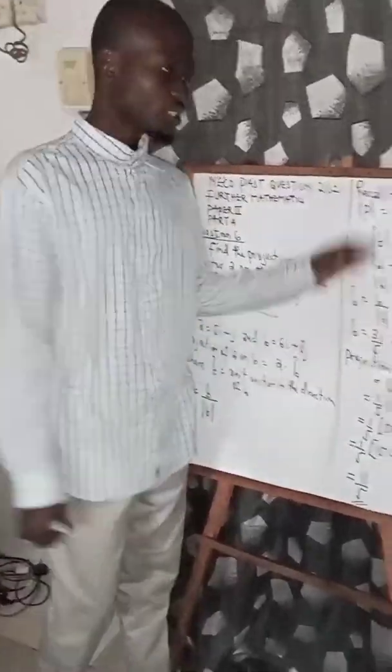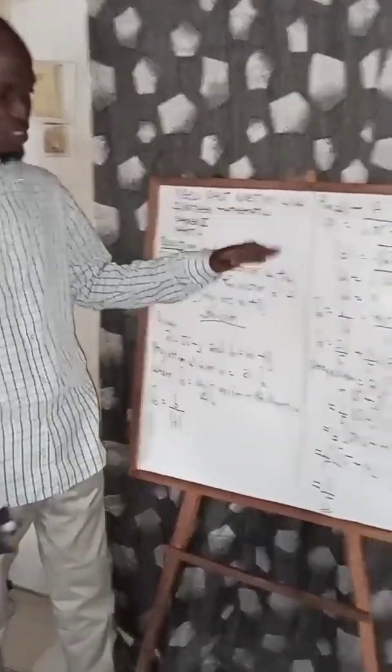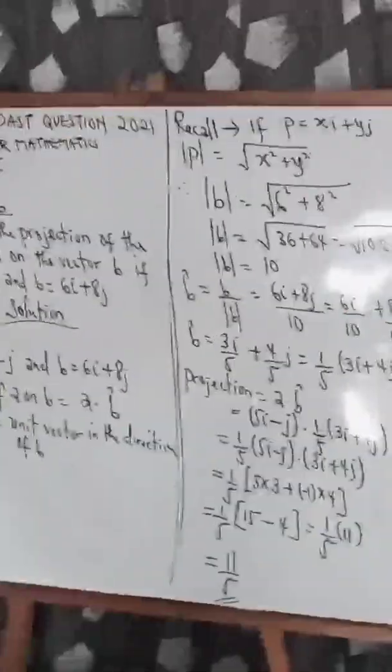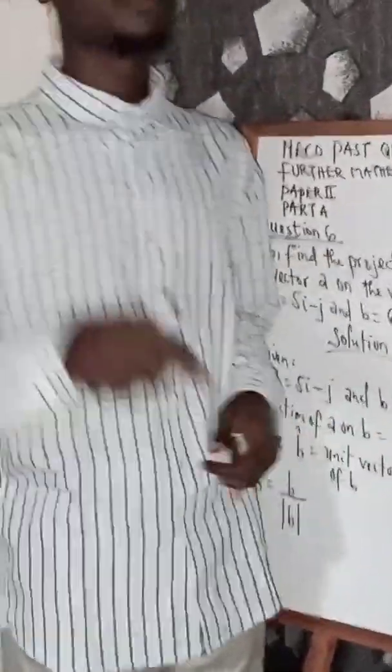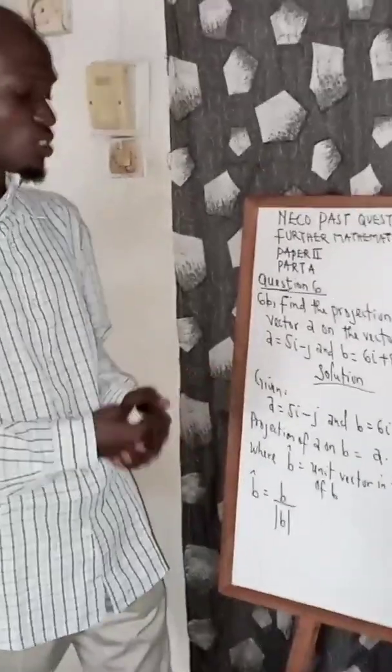Now, note, this kind of projection is scalar projection. We have two kinds of projection. We can have vector projection. Since the question does not state it, always find the scalar projection anytime the question does not state it.